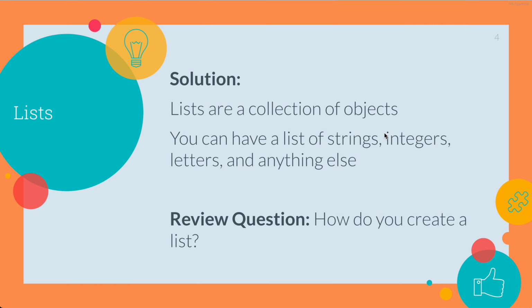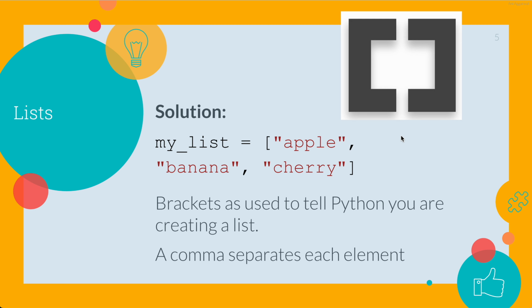The solution is lists are a collection of objects in Python. You can have a list of strings, integers, letters, or anything else. In fact, a list may contain multiple different types of items. Let's have another review question. How do you create a list? To create a list, we first name the list and use open brackets and close brackets and commas to separate the items in the list.